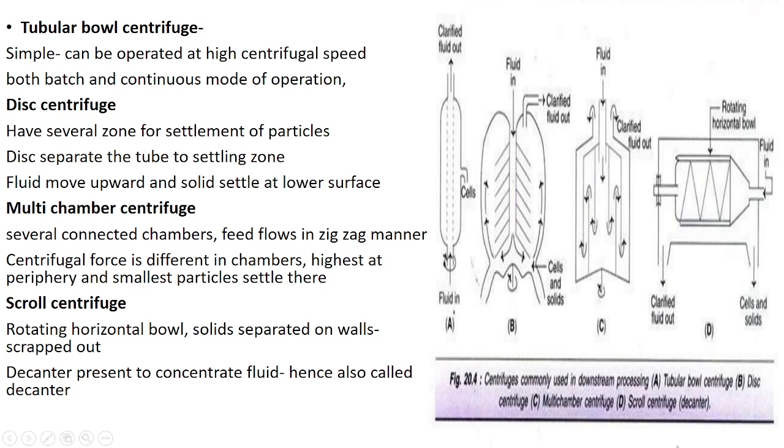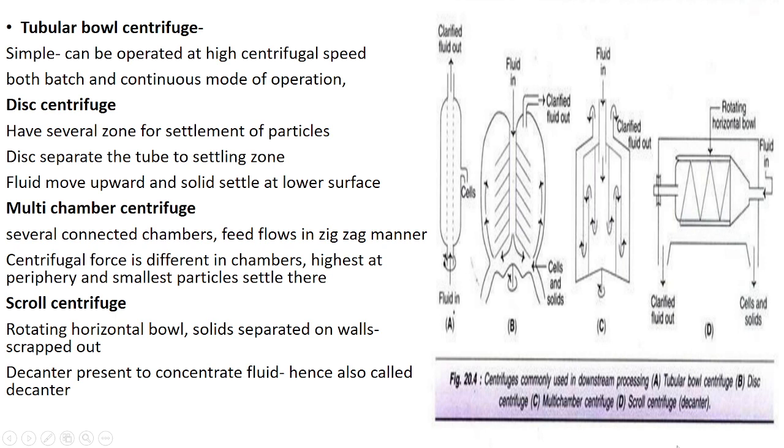The disc centrifuge has several zones. This is like the tubular bowl centrifuge, but the disc centrifuge has so many zones for the settlement of particles. So the fluid comes in, centrifugation happens, and in the zones the cell debris and the solids are separated, and the clarified liquid can be collected.